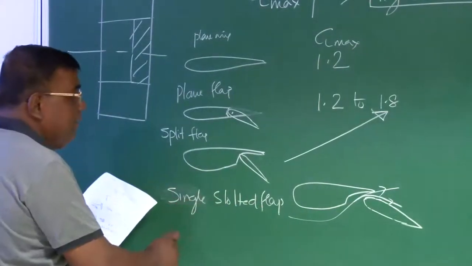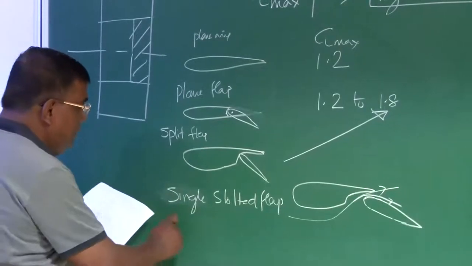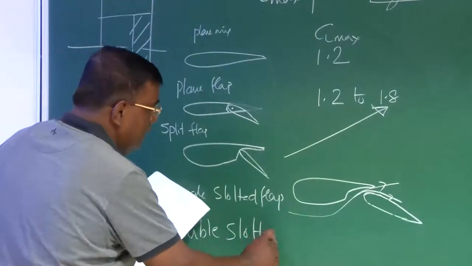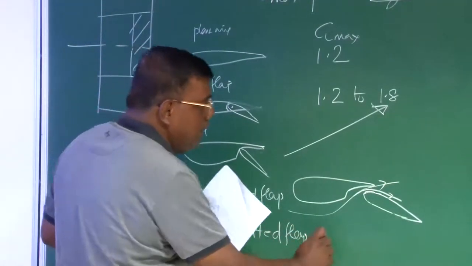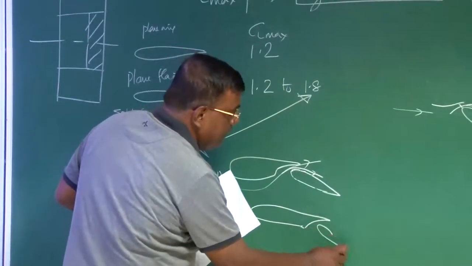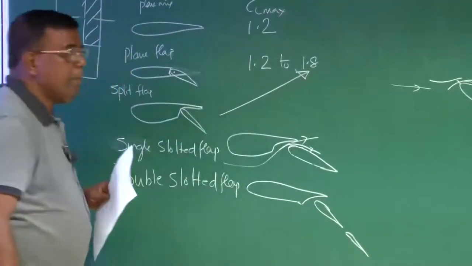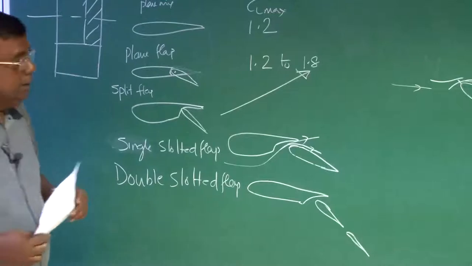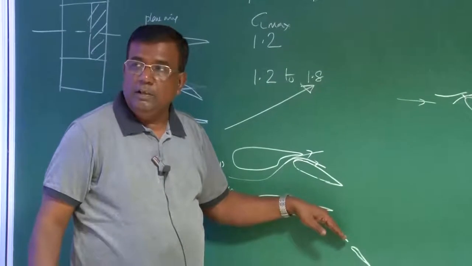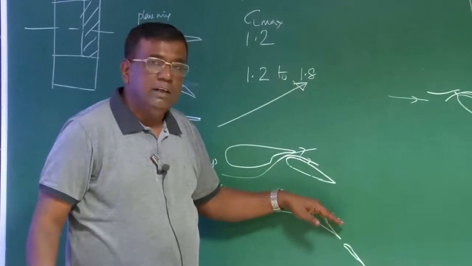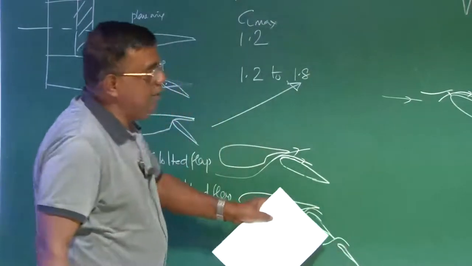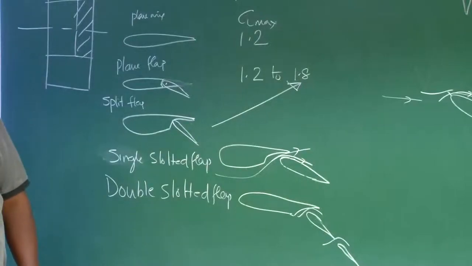The moment there were single slotted flaps, the idea got extended, and there was demand for the double slotted flap. Now it should not be difficult for you to visualize what a double slotted flap is. One like this, another like this, right? Suppose by giving 65 degrees, this will separate. You don't give 65 to it. Give another 15, you give it to this. Now everywhere there is a slot. So now you can have a more efficient enhancement in the CL max.